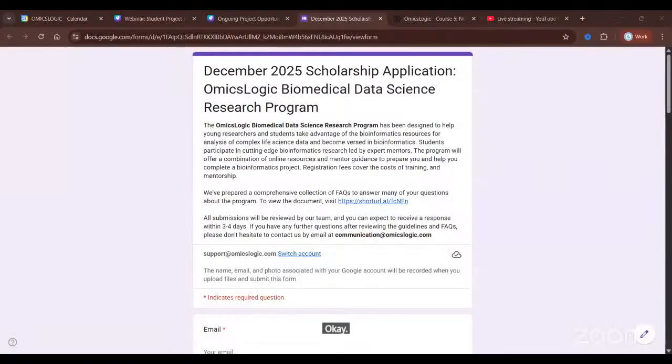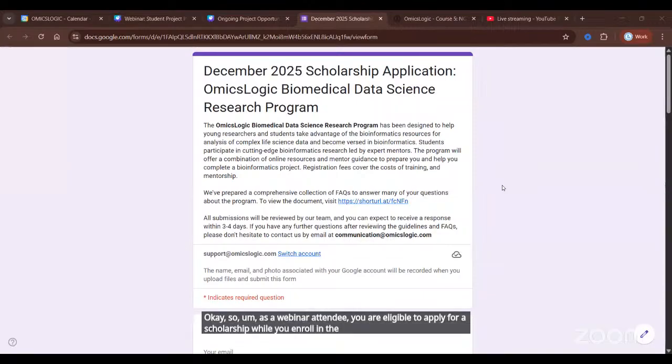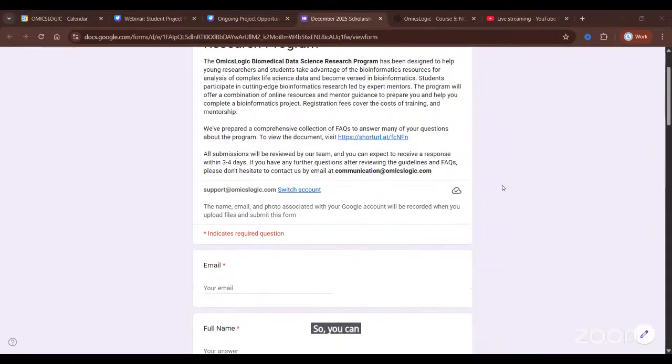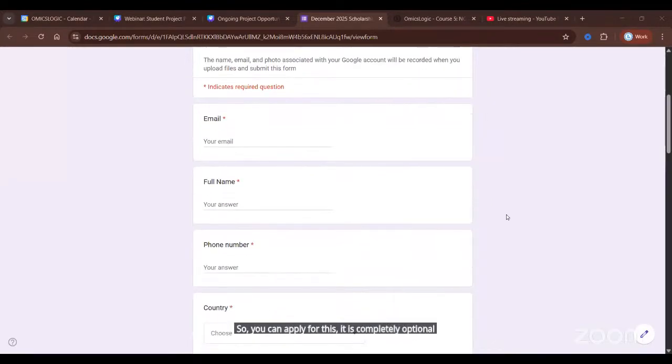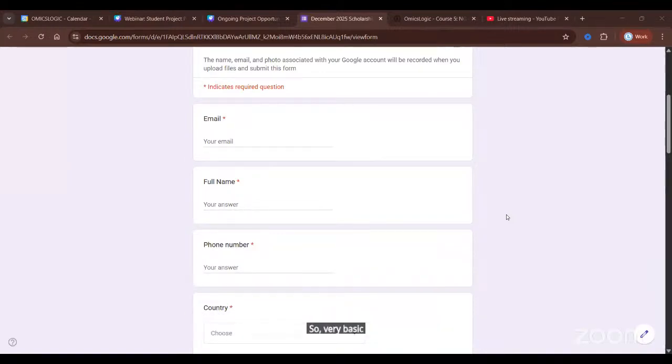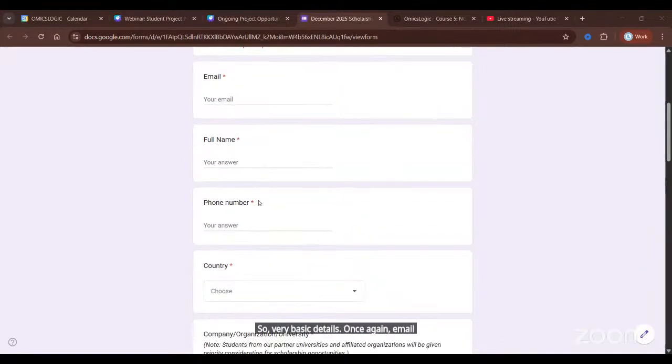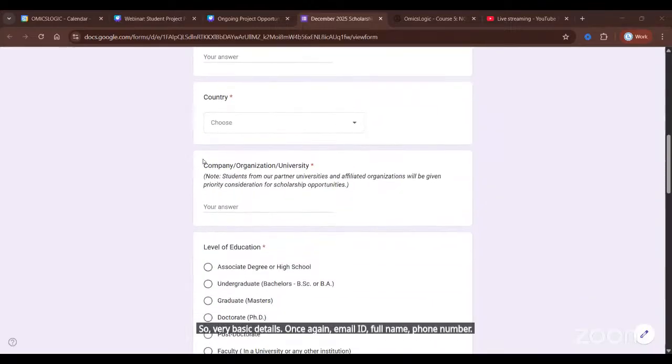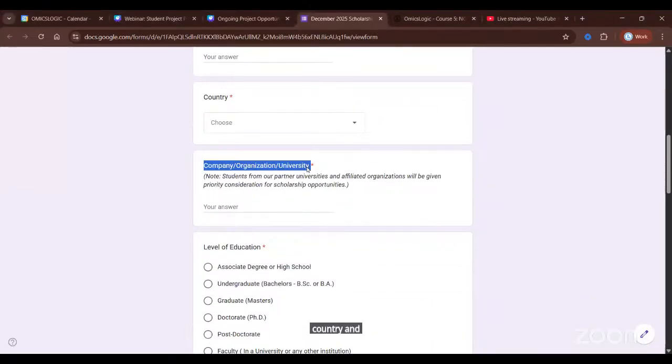Okay, so let me share my screen once and take you to the scholarship form. As a webinar attendee, you are eligible to apply for a scholarship while you enroll in the program. So you can apply for this. It is completely optional, and for those who are interested to apply, you can do so. So very basic details, once again: email ID, full name, phone number, country, and company, organization, or university.